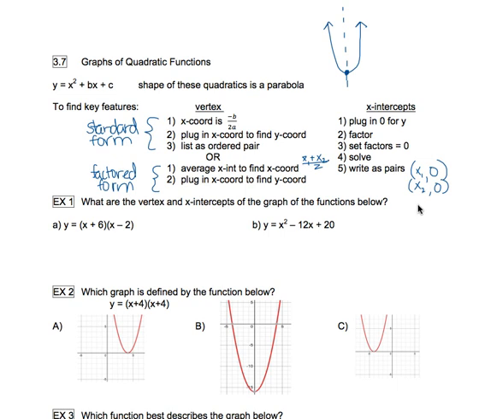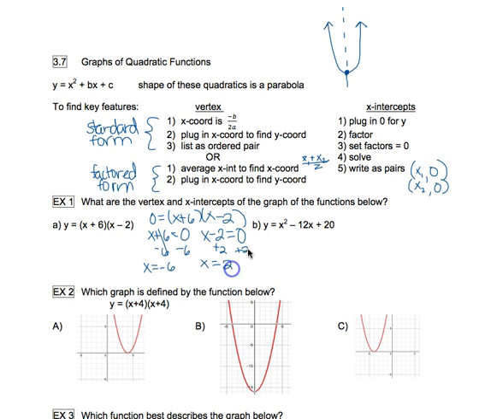All right, so let's take a look at some of these. In example 1a, we've got it in factored form, which means we're going to want to find the x-intercepts first and then use those to find the vertex. So we can plug in 0 for y, so 0 equals x plus 6 times x minus 2. It's already factored for us. Step 3, set the factors equal to 0, so x plus 6 equals 0, x minus 2 equals 0, and then we're going to solve. So here, subtract 6 on both sides, x equals negative 6, and here we're going to add the 2.